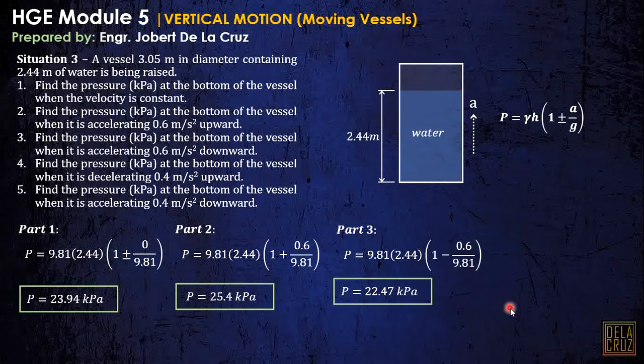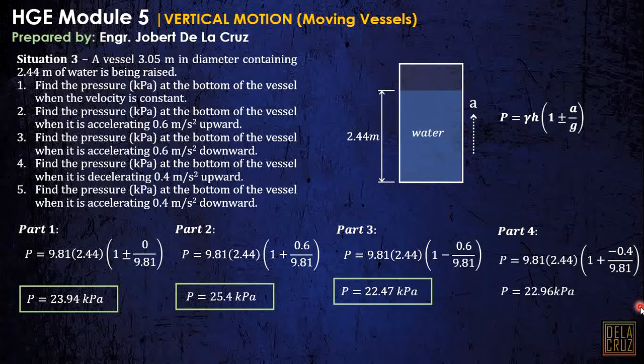For number 4, find the pressure at the bottom of the vessel when it is decelerating 0.4 meters per second upward. Okay. So, decelerating, ano yung ibig sabihin? So, take note that this statement here, that is moving upward, so that will be positive. Okay, plus. But that is a deceleration. That means, yung A natin dito is negative. So, over 9.81. And it will give us this answer. Yan yung mga iti-take note natin, itong mga words na to.